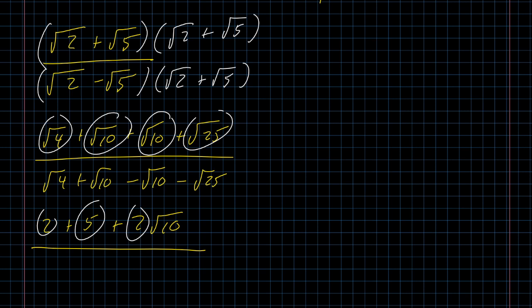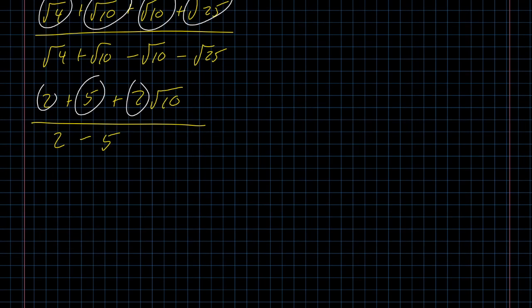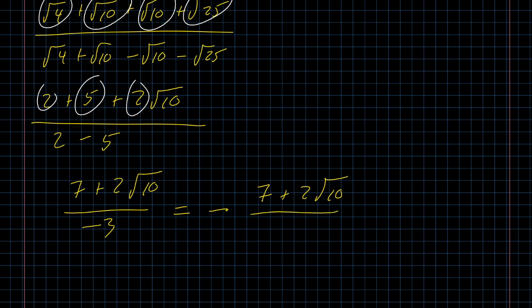In the denominator, I'll have root 4, which is 2, I'll have root 25, which is 5, and then the plus root 10 and minus root 10 will cancel each other out. So my final result here is 7 plus 2 root 10 all over negative 3. Again, if I want to simplify, I'll probably bring that negative in front. It's not technically wrong to have a negative in the denominator of a fraction, but it's generally frowned upon by most mathematicians, so taking that last step and cleaning up a bit is probably a good idea.